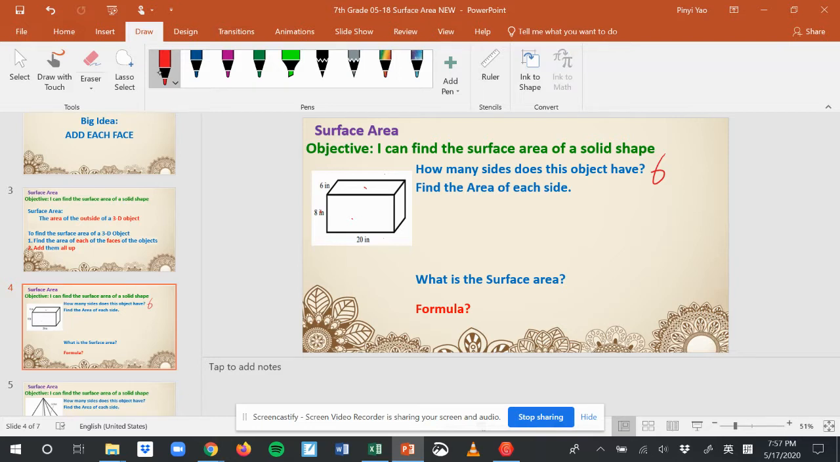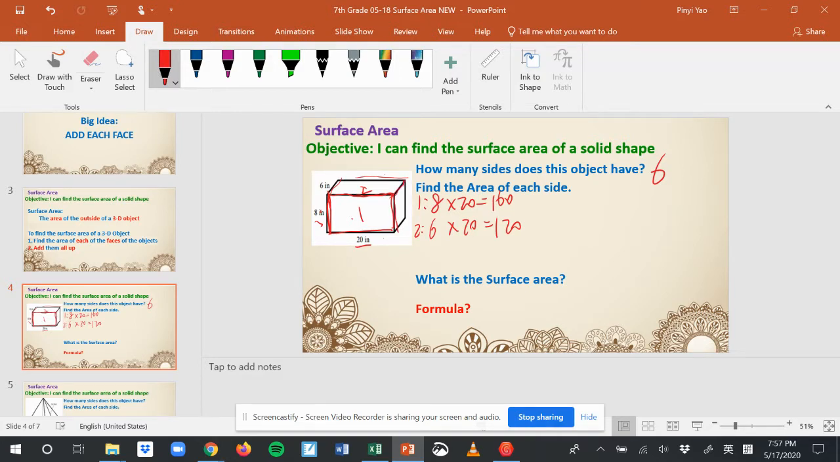So first we have this one in the front. That is going to be the 8 and the 20. So 8 times 20 gives us 160. That's one of them. And then we have this one on the top. We already know one side. This side is the same as the bottom. So that's 6 times 20, which is 120. So that's number 2. That's number 1.